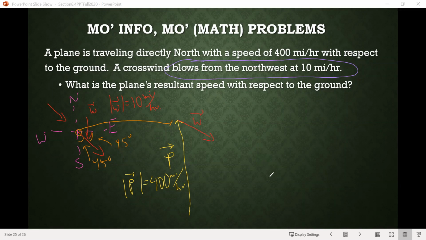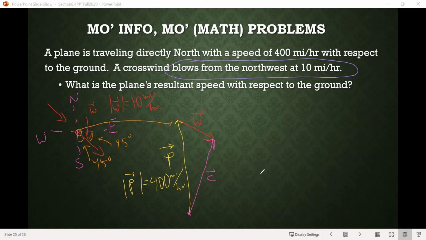And then we draw a resultant vector this time, going from the initial point of P to the terminal point of W. Notice that in this case, not only has our magnitude, our velocity, changed, but also our direction of the plane has been altered by that wind. That's what we're going to figure out here: the new magnitude or speed and the new direction.